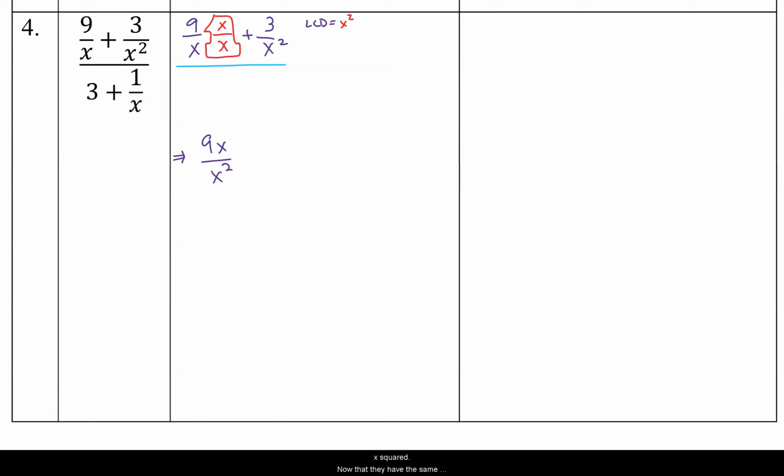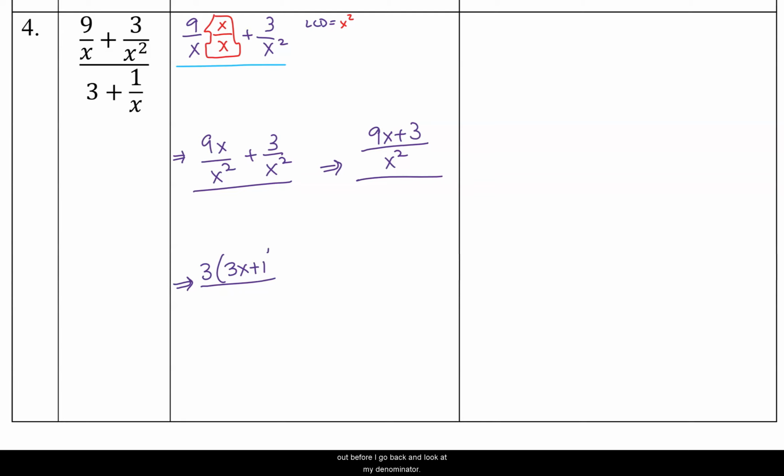9x over x squared plus 3 over x squared. Now that they have the same denominator, we can write the numerators together, 9x plus 3. And we could factor here or not. It doesn't matter at this point, but I see the 3 is a common factor, so I'm going to go ahead and factor that 3 out before I go back and look at my denominator. So I've got my numerator as simplified as I can get it. Let's look at our denominator now.